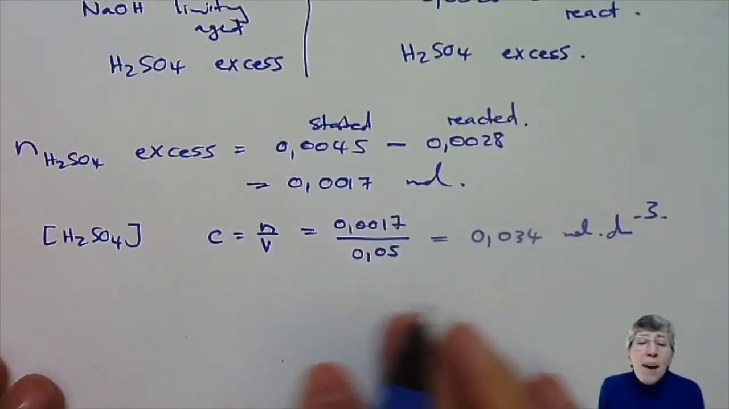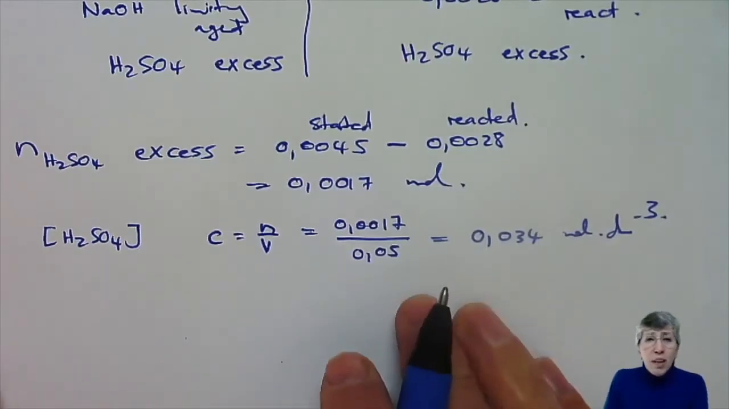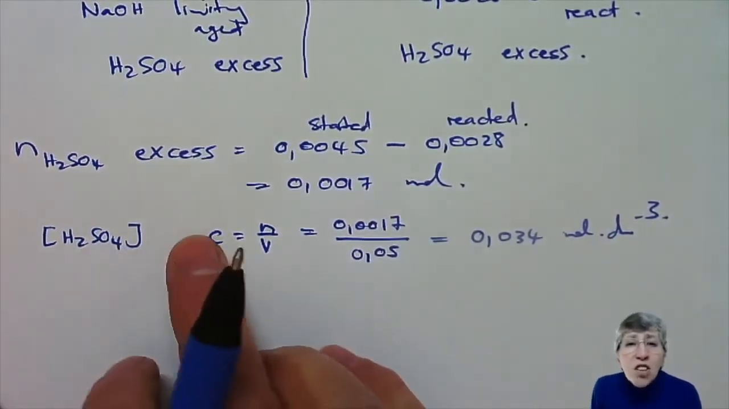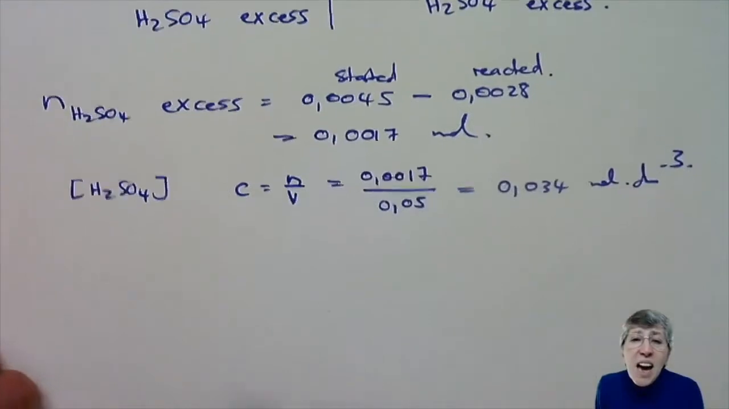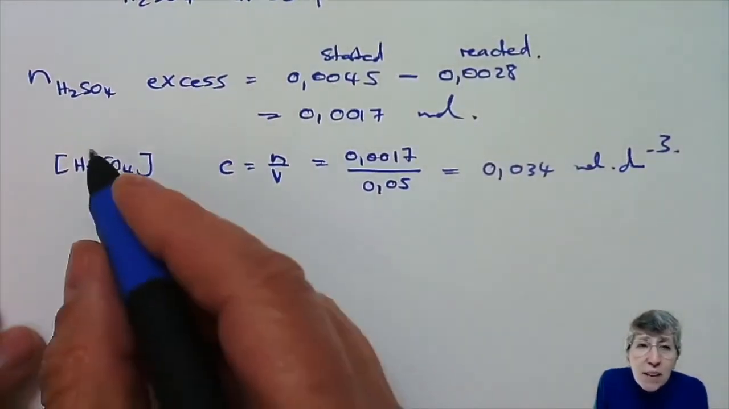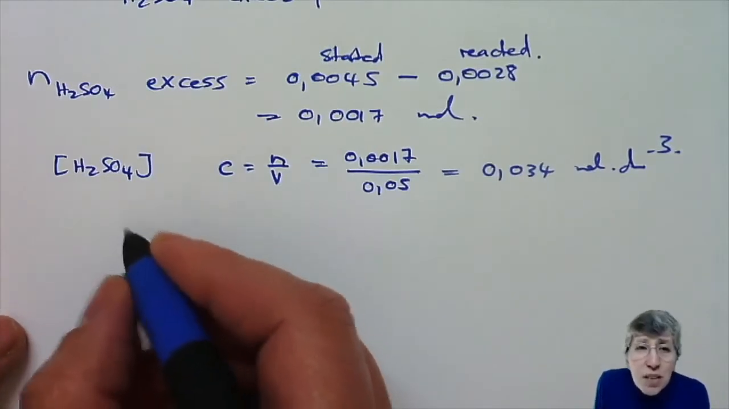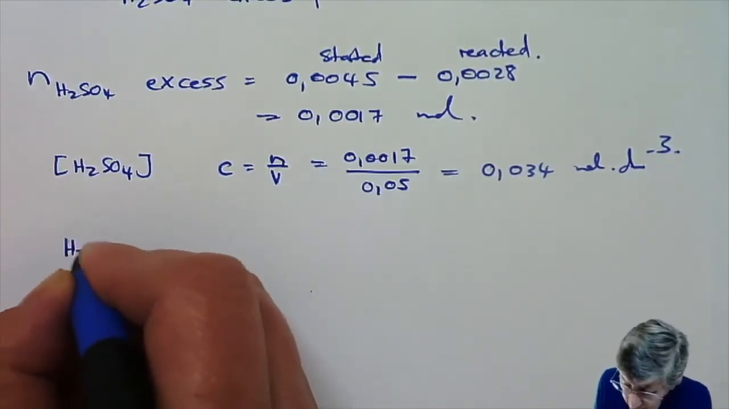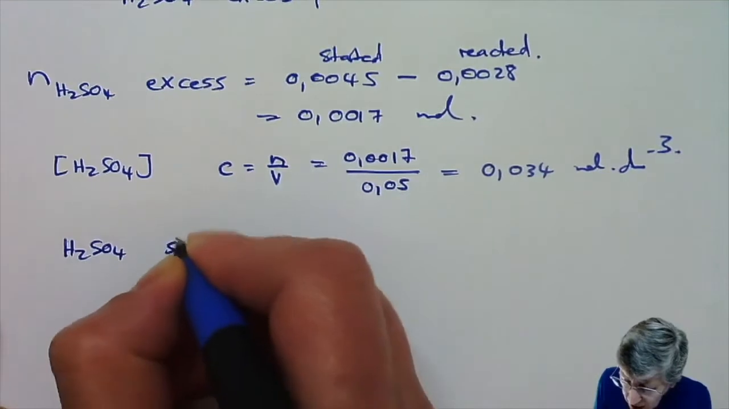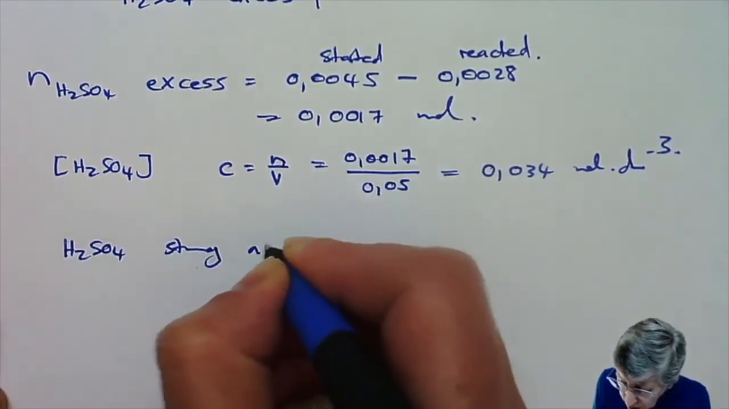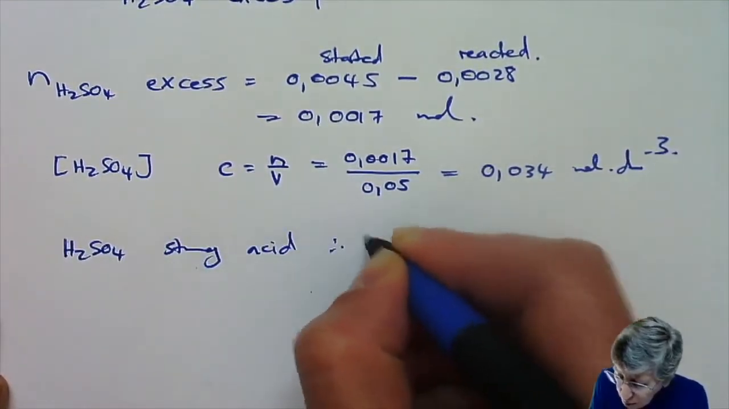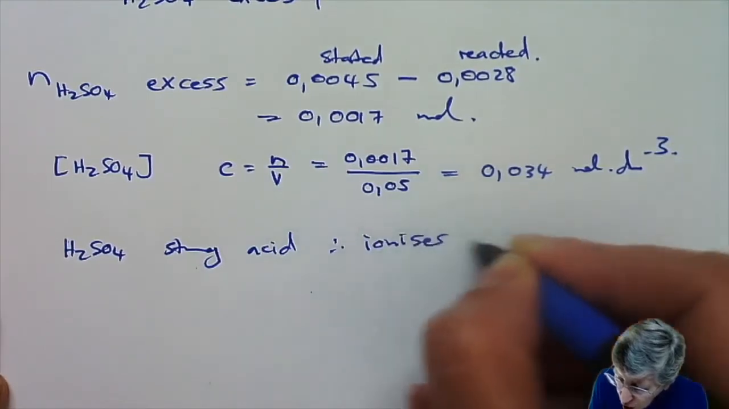And now I'm actually where I was last week, right? They give me a concentration of the acid and I have to work out the pH, right? Now from the acid, I have to go to hydronium ions. So the first thing I'm going to say is H2SO4 is a strong acid, which tells me it ionizes completely.